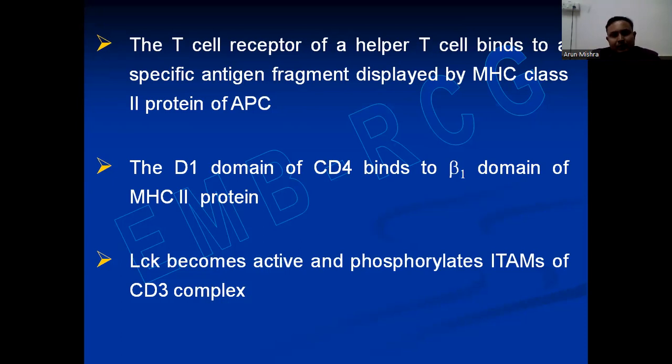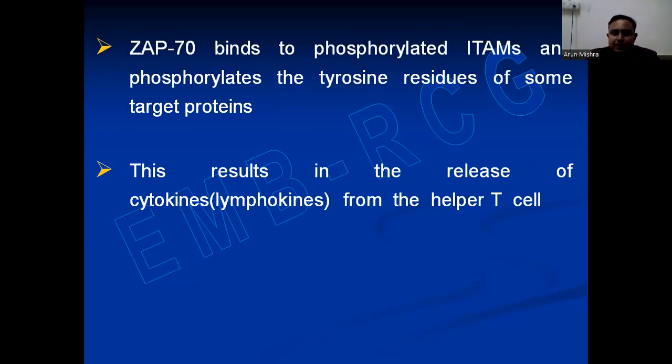The D1 domain of CD4 binds to the beta 1 domain of MHC2 protein. LCK becomes active and phosphorylates the ITAMs of CD3 complex. ZAP70 binds to phosphorylated ITAMs and phosphorylates the tyrosine residues of some target proteins. This results in the release of cytokines or lymphokines from helper T cells.